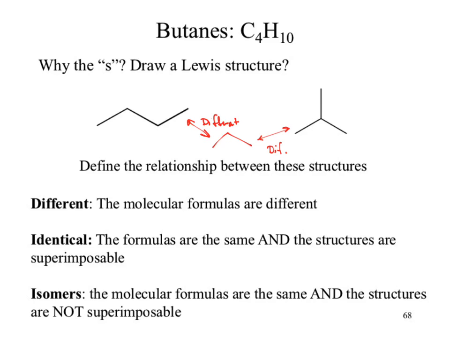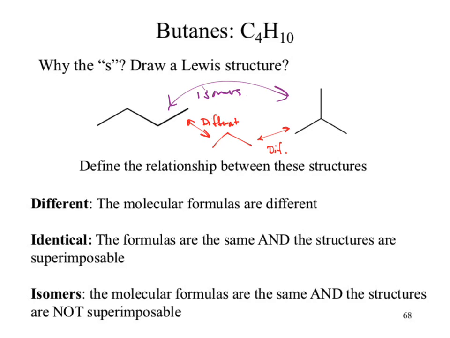Identical. The formulas are the same and the structures are superimposable. Well, do we have anything up here that is identical? No. Okay, we'll look at that in just a second. So we're going to leave that example off for the moment. And then isomers. The molecular formulas are the same, and the structures are not superimposable. Right? Do we have isomers up here? Yeah. These two are defined as isomers.